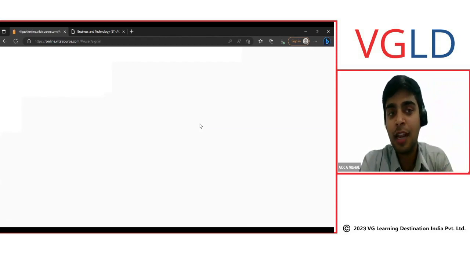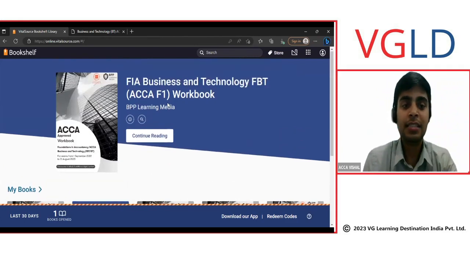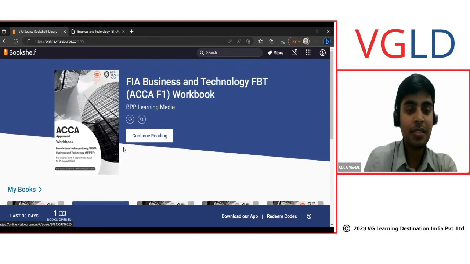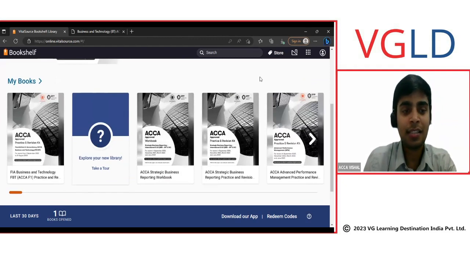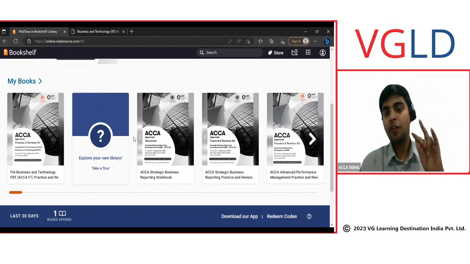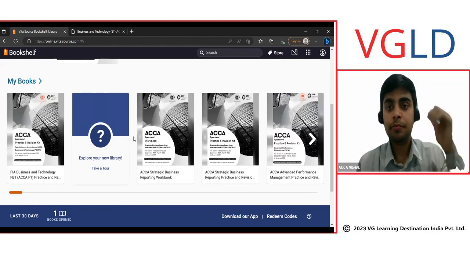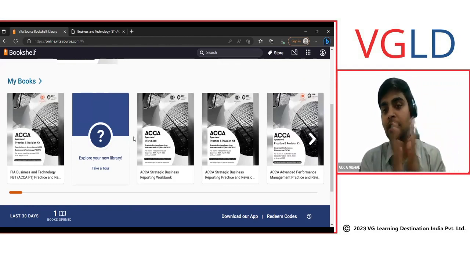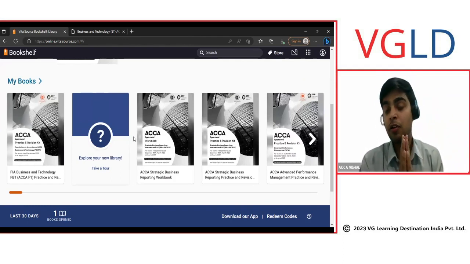Once you reach this online platform, you just log in, and now this is the bookshelf that you get. This is the book we are reading right now, Foundation in Business and Technology. There are other books that I have done during my studies. You can see there's this practice kit. I think there will be two books: one for concepts, like a workbook, and then the practice kit. The practice kit is very important. I just want you to do the practice kit as much as you can. Treat it as your Bible, Gita, or whatever you want, but do the practice kit as much as you can, if you want to pass.